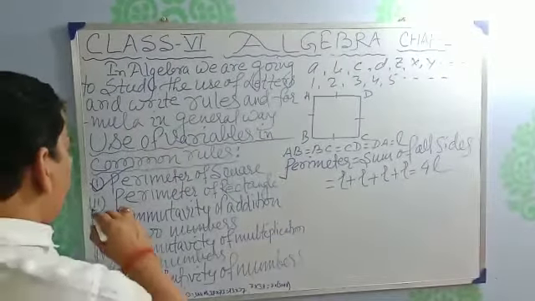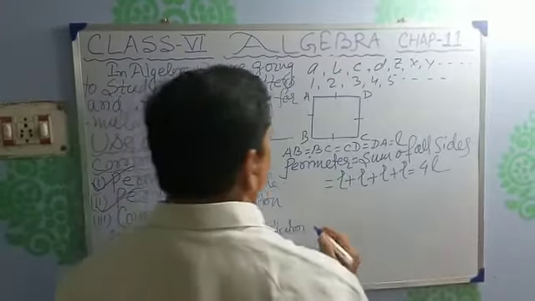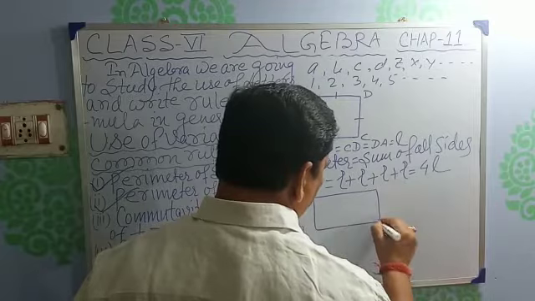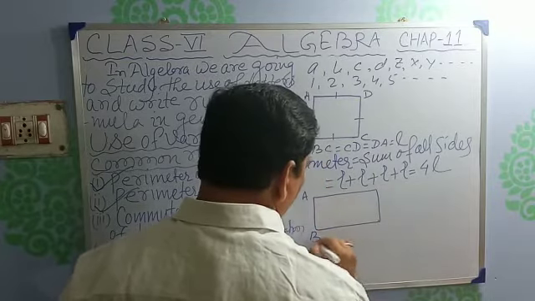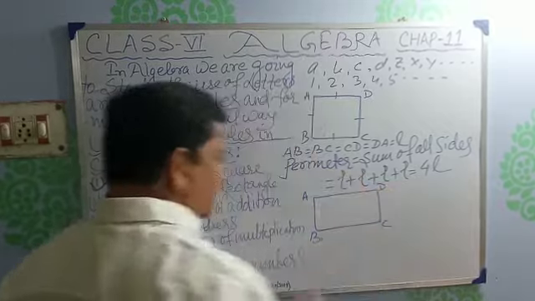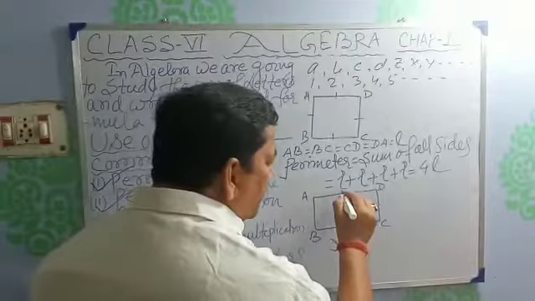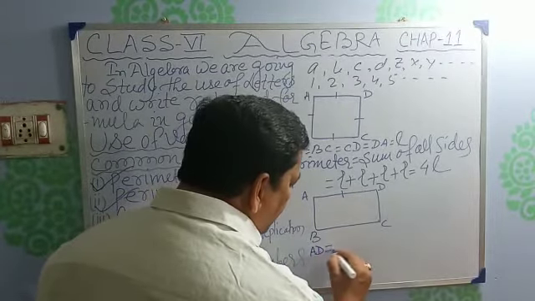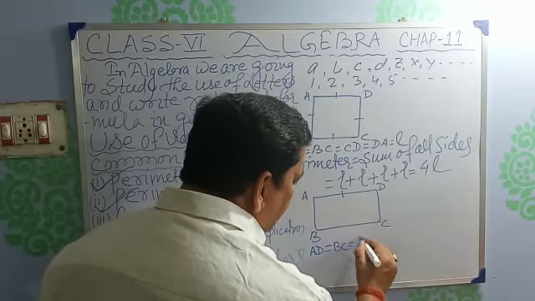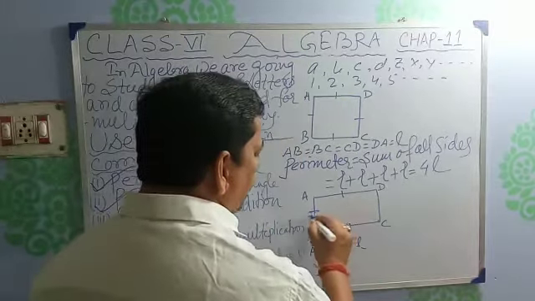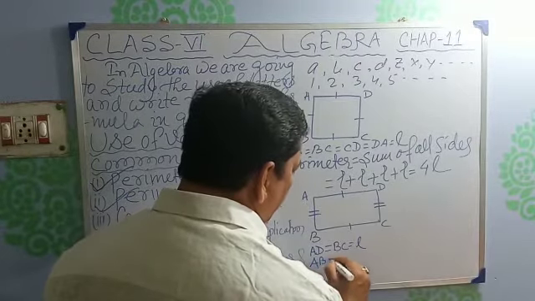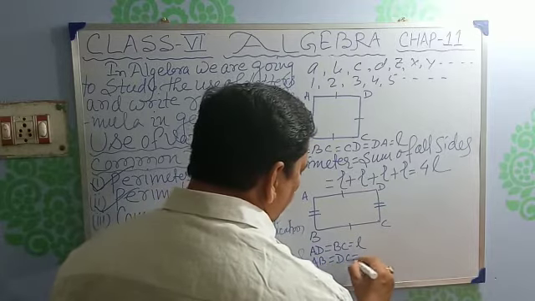Now we will discuss the perimeter of a rectangle. You see, this is a rectangle ABCD. Now let the length of the rectangle be L, that is AD equal to BC equal to L, and the breadth of the rectangle equal to B, that is AB equal to DC equal to B.